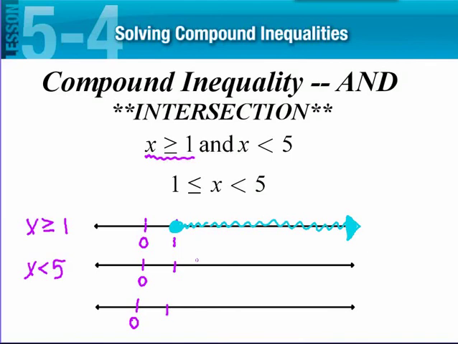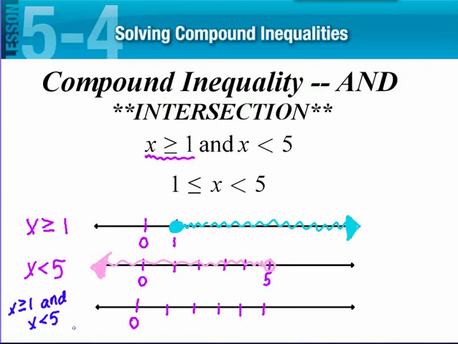Here I'm going to have to add 2, 3, 4, 5. So here's 5. If x is less than 5, what are you going to do? Open circle on 5, and shade which way? To the left. So now, in this very last statement, I am going to graph x is greater than or equal to 1 and x is less than 5.